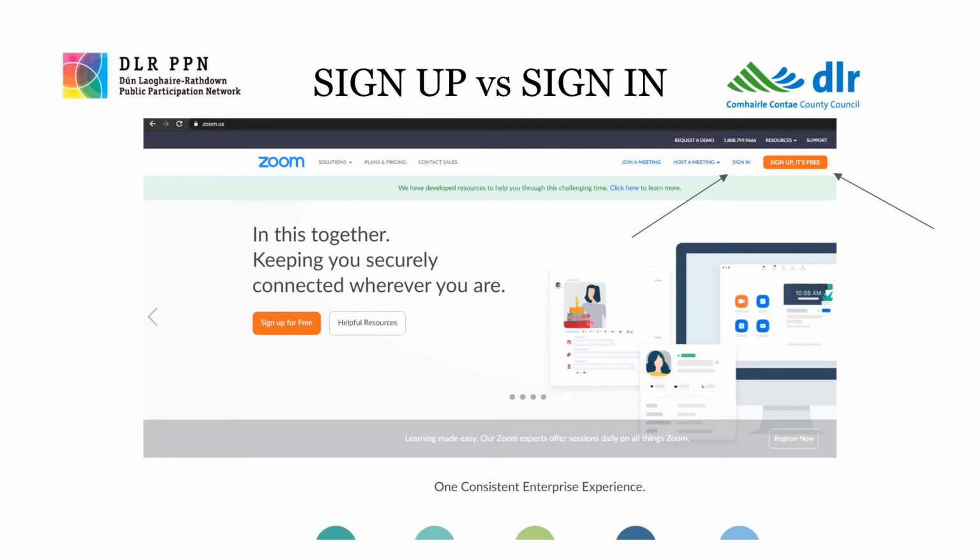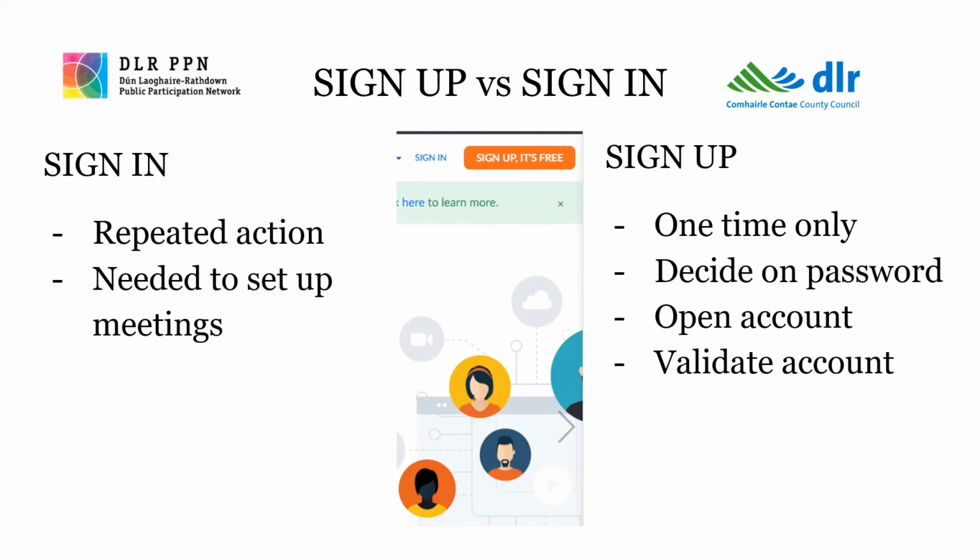As I mentioned, there is a difference between signing in and signing up, and you can see the two buttons there on the right hand side. Signing in is a repeated action, and you need to sign in in order to set up meetings, to schedule meetings. The process of signing up happens only one time. You decide on a password, you open the account, and then you validate the account.